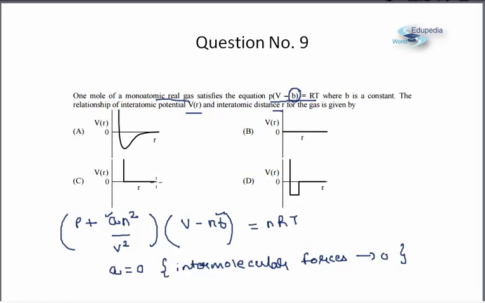Now as the molecules approach each other, there are no intermolecular forces of attraction. Since there are no intermolecular forces of attraction, there would be no change in potential energy and it would remain exactly 0. And as R tends to 0, that is the interatomic separation decreases, at very small separations the repulsive tendencies will come into play, and there will be a sharp increase in the potential energy. So clearly C is going to be my correct answer.